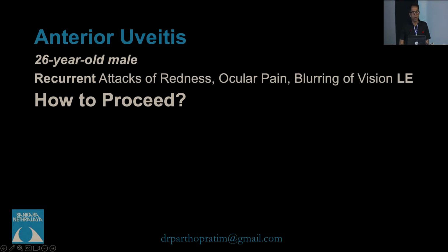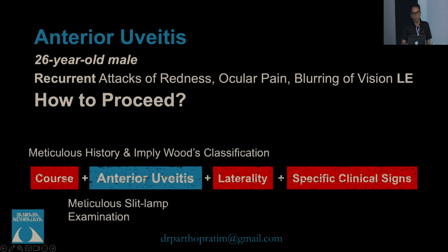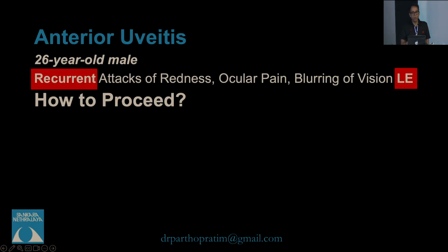Now, coming to a case of anterior uveitis: a 26-year-old with a history of recurrent attacks of redness, ocular pain, and blurring of vision in the left eye. How will you proceed? If you try to decode that, you take a meticulous history and try to apply the Woods classification. Here you can be sure that it is an anterior uveitis, and then try to see the laterality of the inflammation and whether there are any specific clinical signs. You know that it is a recurrent attack, and it is unilateral because only the left eye is involved.